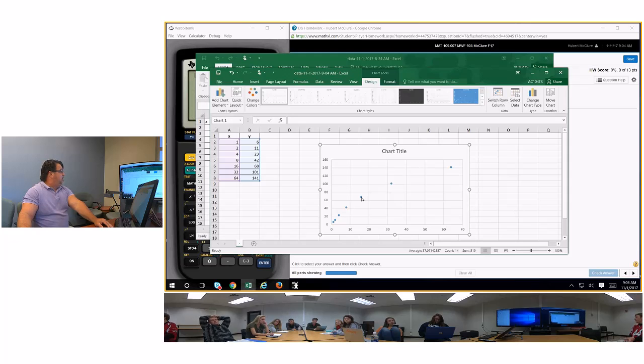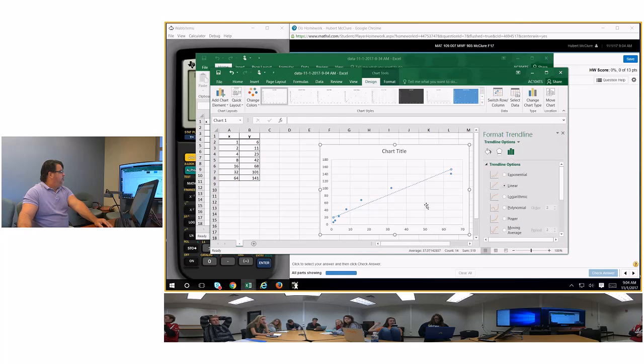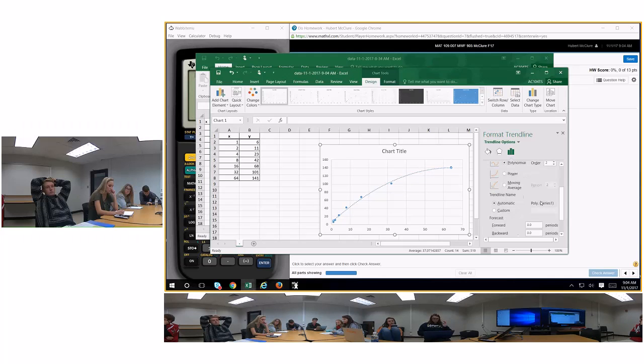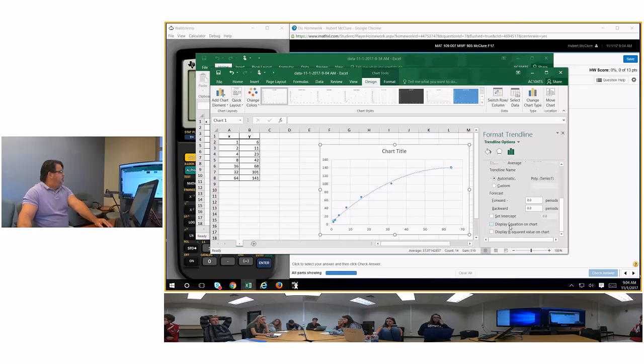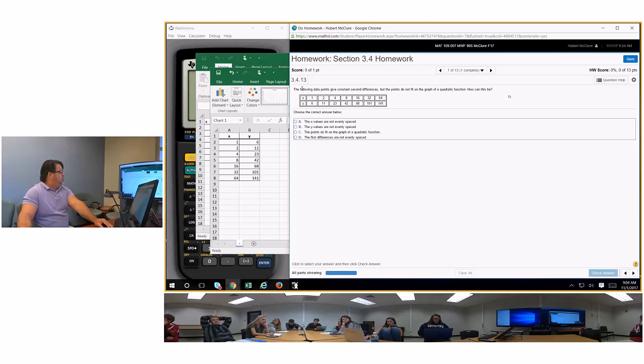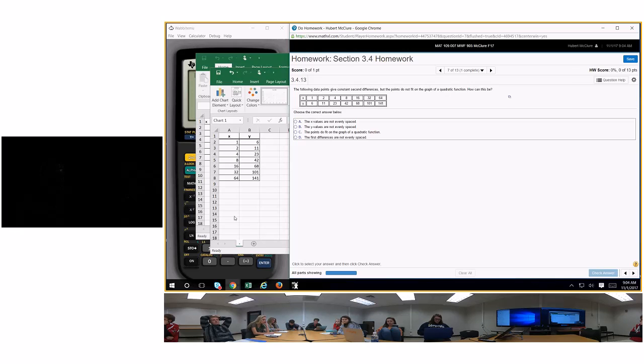Right click, add trend line, and it looks to me like it's a polynomial. I don't know if the question said it's a polynomial, but let's look and see. There's the equation that you get. Let me look at the question and see what it says. Following data, blah blah blah, quadratic function. Quadratic and polynomial is the same thing. So there's your answer.